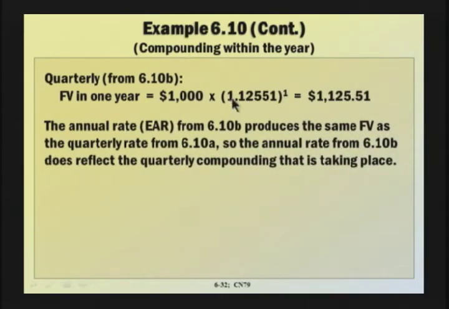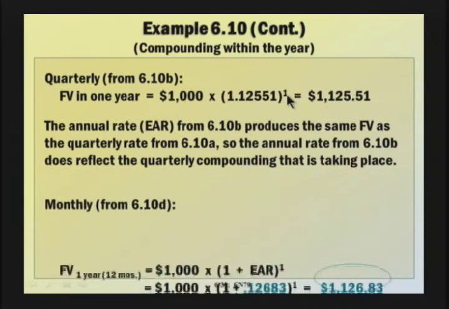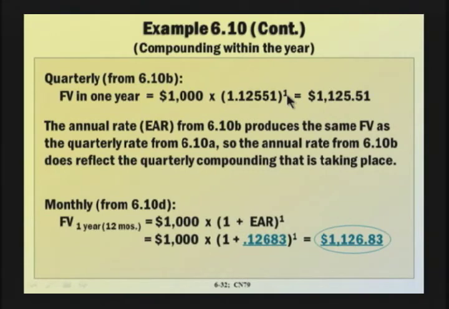For the quarterly rate, our effective rate was 12.551%. If it were applied one time, the $1,000 would grow into the $1125.51. So we can use our effective annual rate as part of a future value factor for the year if we're only using the 1 year period of time. The effective rate is applied at the end of that year. And the same for the monthly compounding.